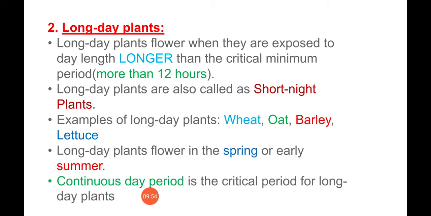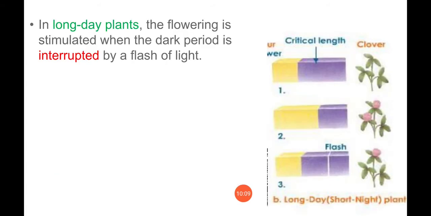Next, continuous day period is the critical period for long day plants. They require continuous light period, continuous day period, that is the critical period for long day plants. Okay. In experimental conditions, some examples are given here.